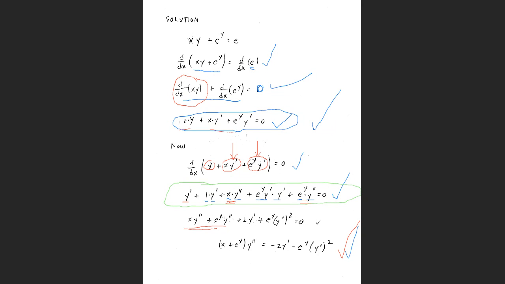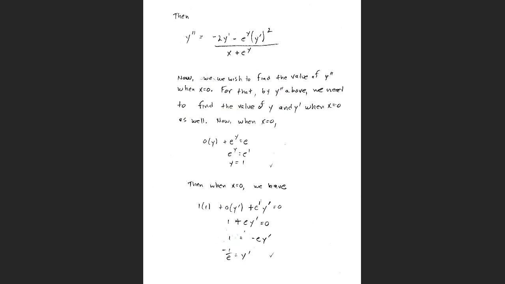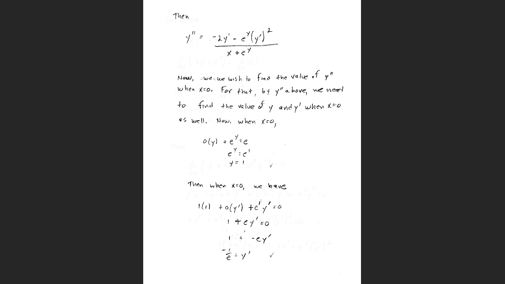Okay. All right. So now I'm going to take this equation here and solve it for the second derivative. I have to divide by x plus e to the y power. And so I do that. So then y double prime, the second derivative of y, is equal to -2 times y prime minus e to the y times y prime quantity squared over x plus e to the y.